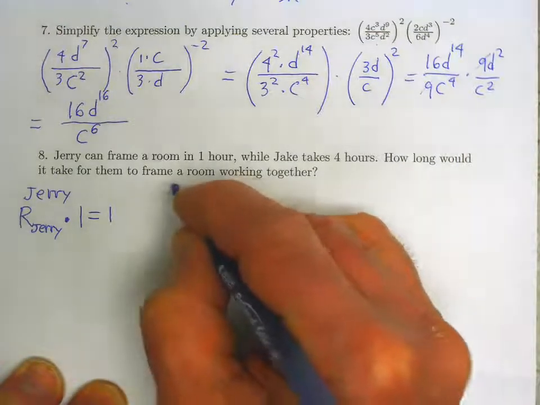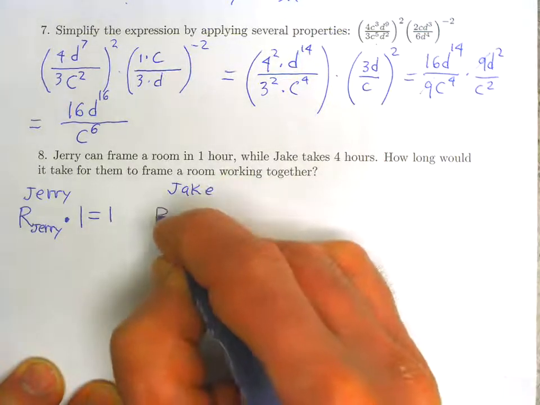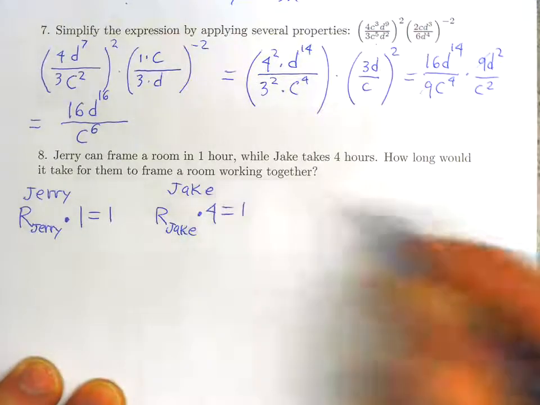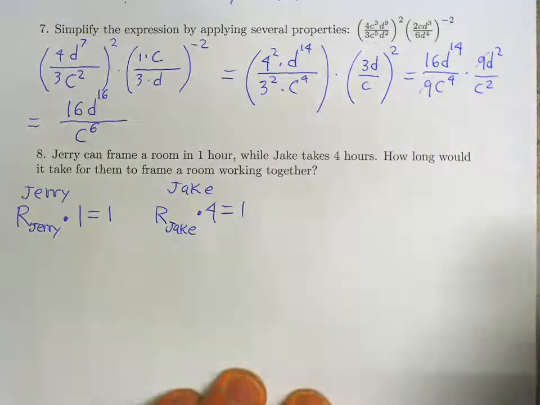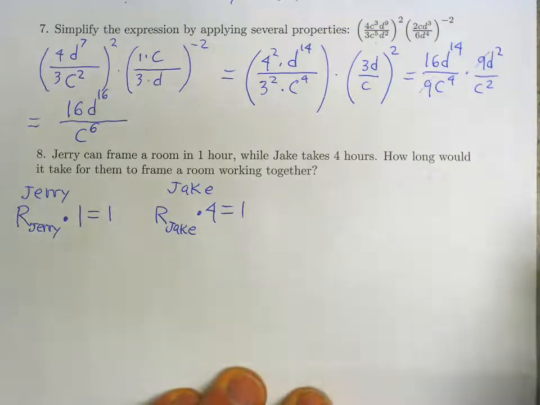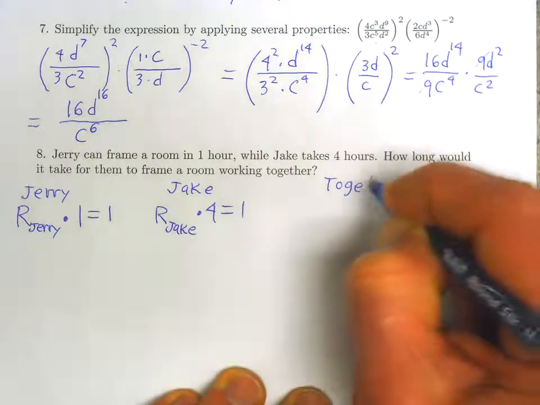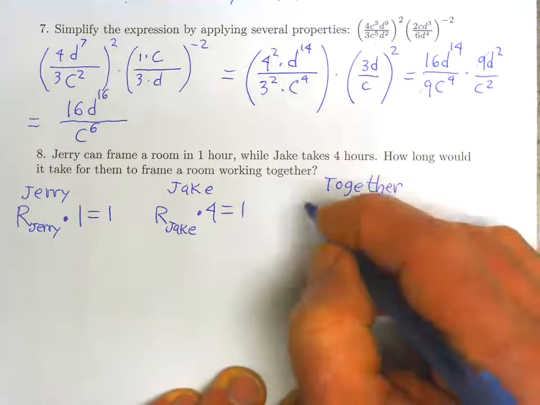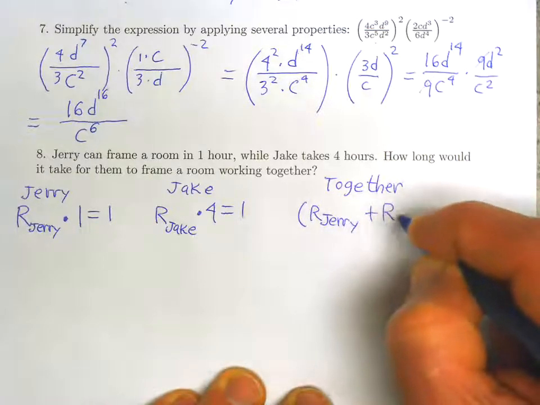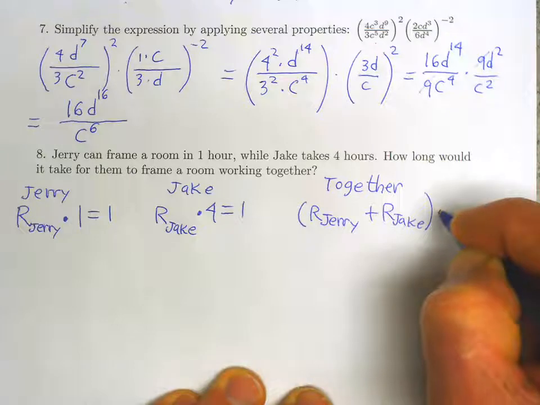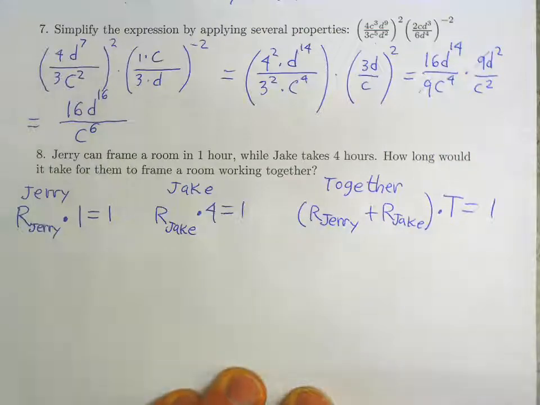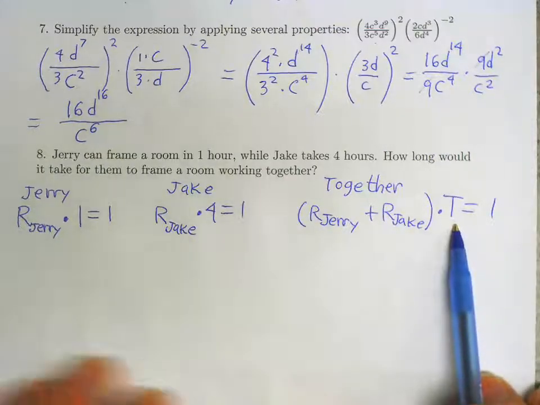And for Jake, he works at his rate, and in 4 hours, he can complete the job. Rate times time equals 1. And they want us to figure out how long it would take them if they work together. So when they work together, we don't know the amount of time that takes yet. So Jerry's rate plus Jake's rate. So we'll pick a variable like t to represent the amount of time it takes them to do the job when they work together.